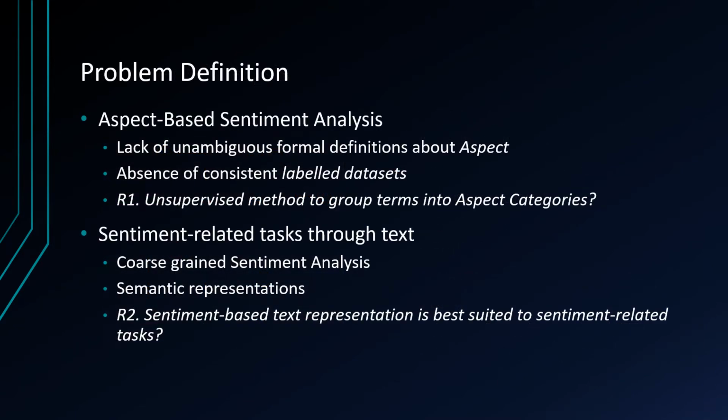Although the aspect-based sentiment analysis field finds many practical applications in the current scenario, it is still in its infancy. To the best of our knowledge, we found a lack of unambiguous formal definitions about aspects, besides the absence of large labeled datasets universally accepted by the community. We therefore asked ourselves if it was possible to implement an unsupervised approach able to group terms into aspect categories, which required us to introduce formal distinctions among aspect categories and aspect terms.